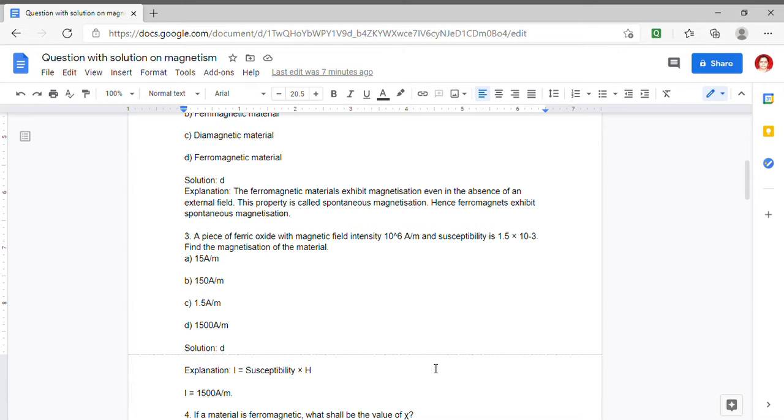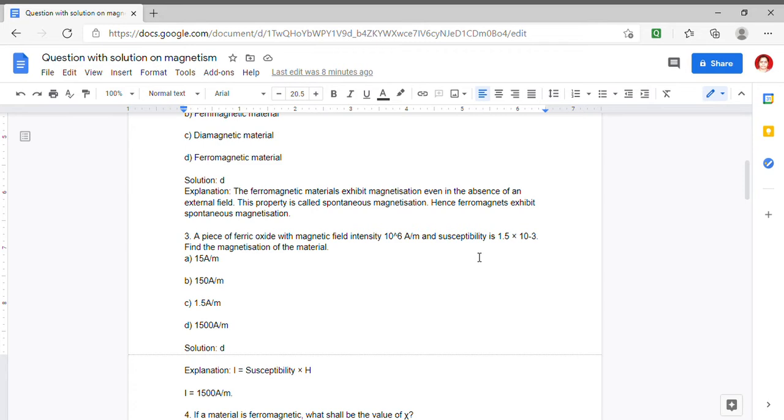The third question which we are going to discuss is, we are given a piece of ferric oxide which has a magnetic field intensity 10 raised to power 6 ampere per meter, and the susceptibility given to us is 1.5 into 10 raised to power minus 3. We have to determine the magnetization of the material.